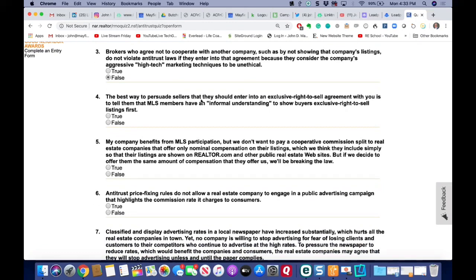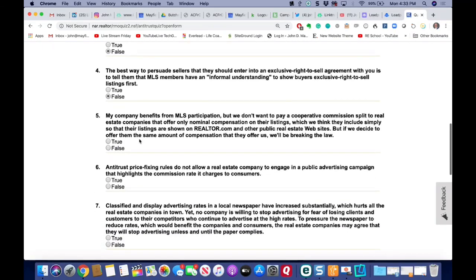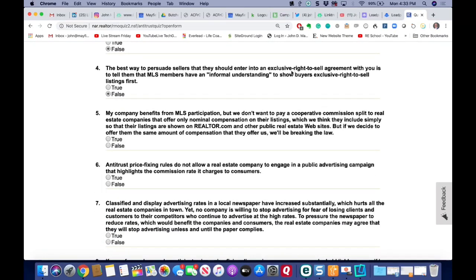The best way to persuade sellers that they should enter into an exclusive right to sell agreement with you is to tell them that the MLS members have an informal understanding to show buyers exclusive right to sell listings first. I'm going to say false. Although the MLS does encourage exclusive right to sell, I don't like the word first there.